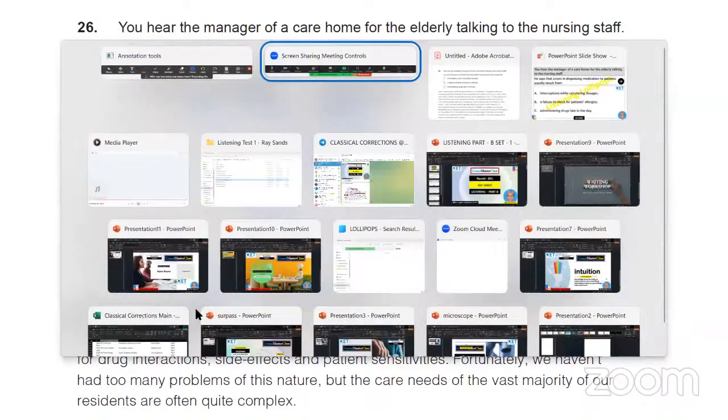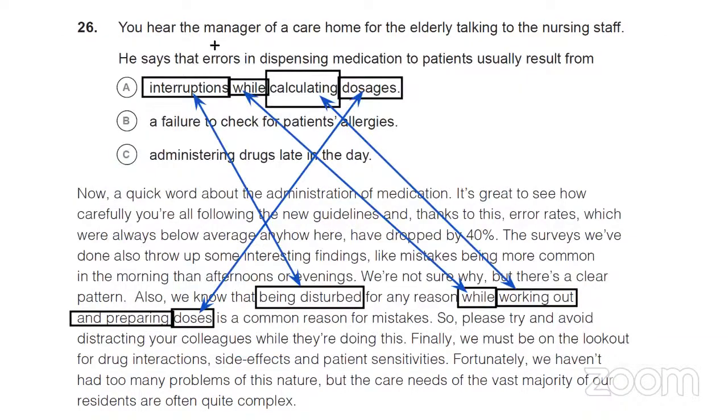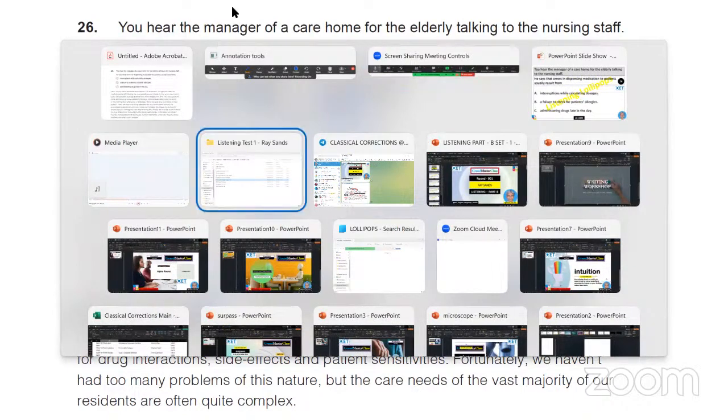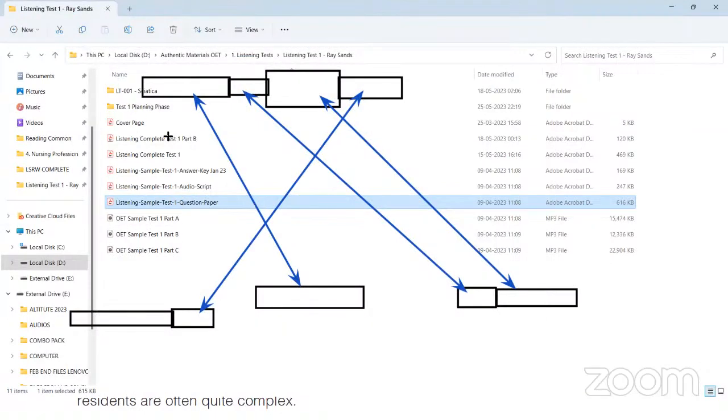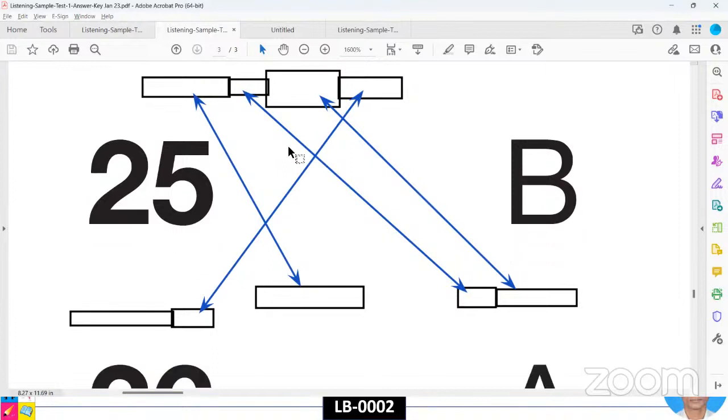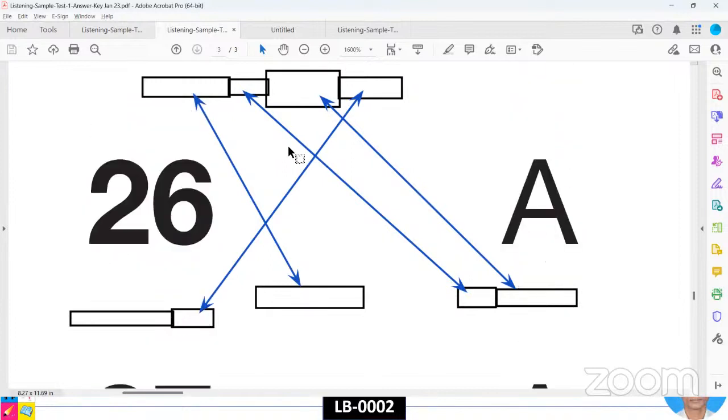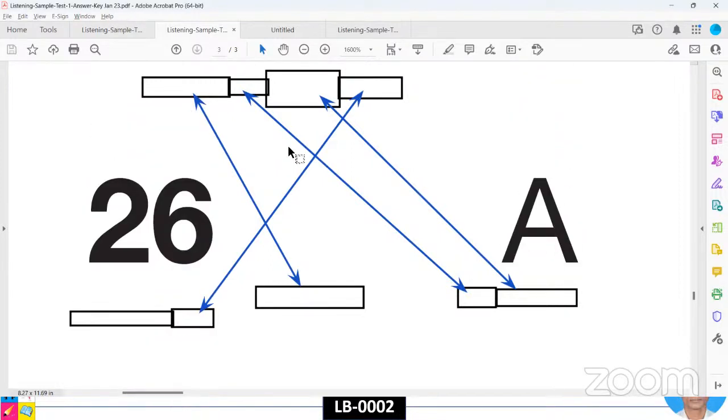Let us check our answer whether it is right or wrong. Yeah. 26th answer is A.